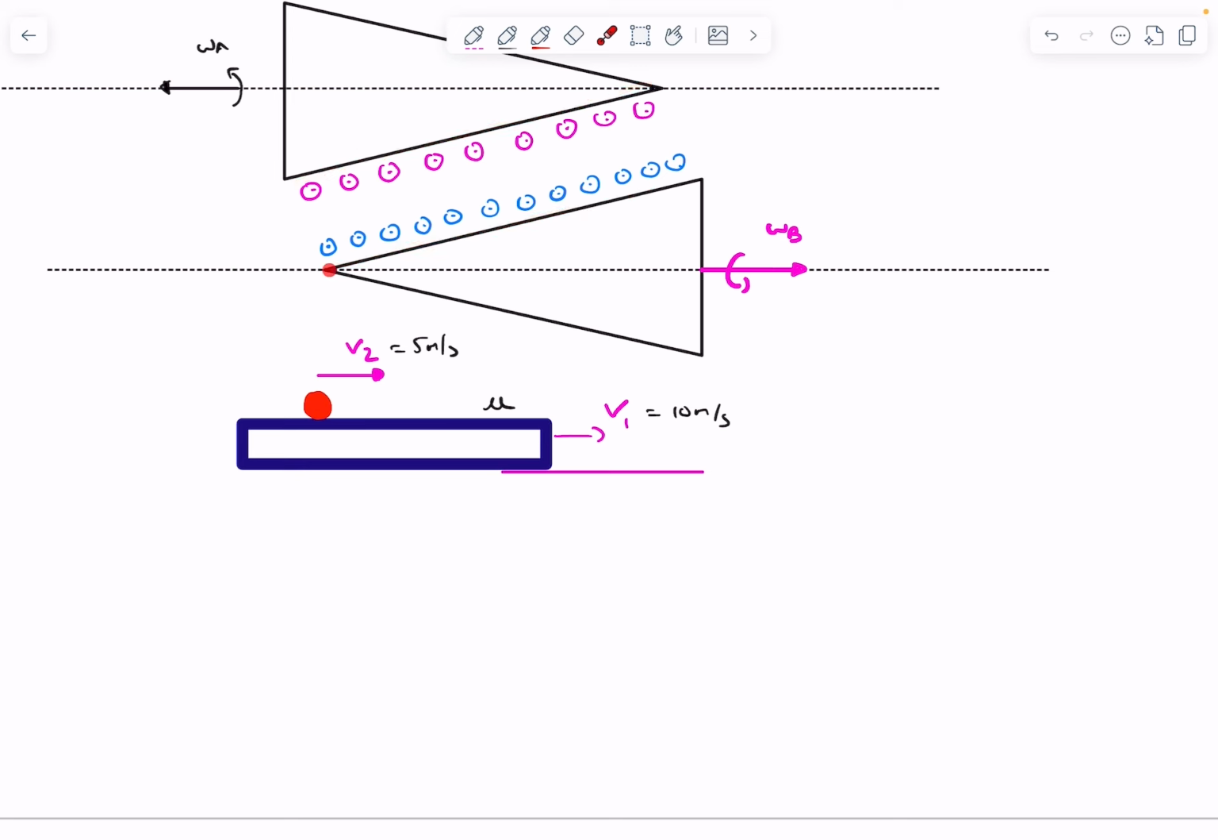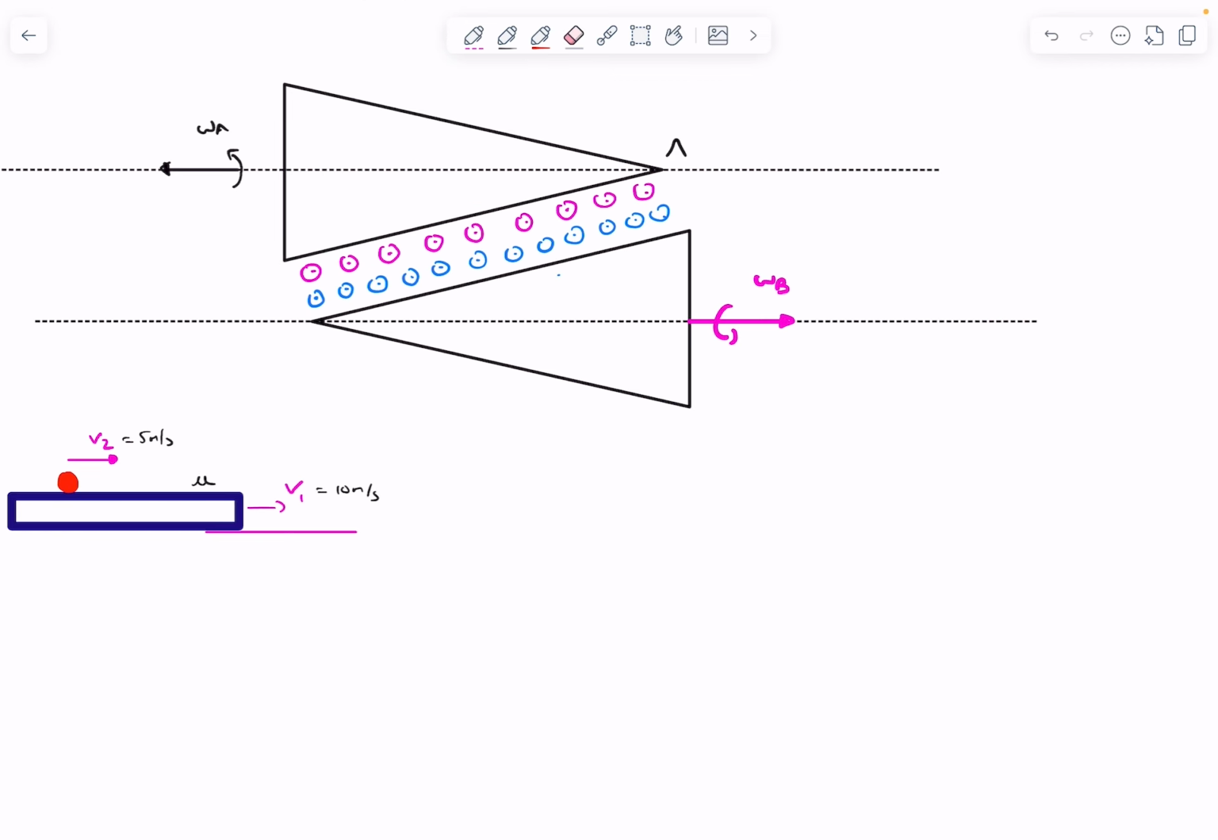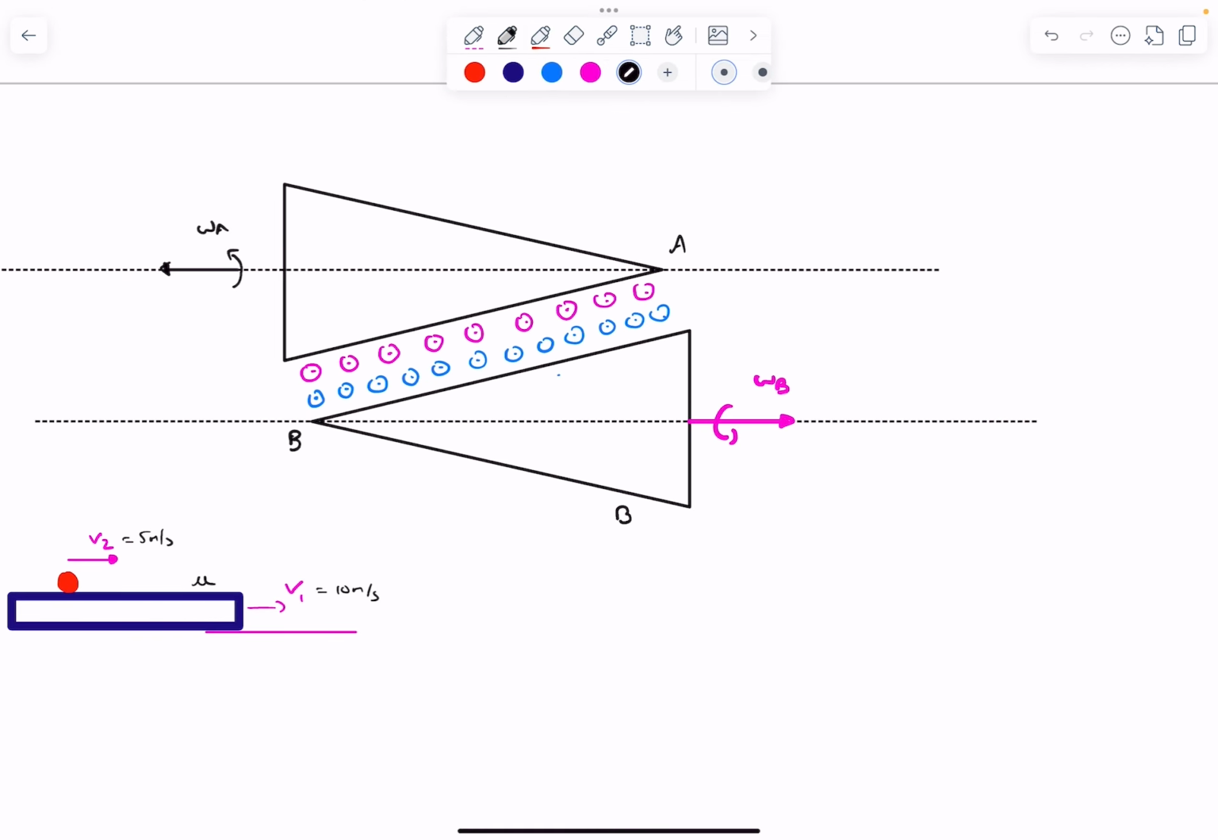Here one obvious thing is that at the axis of rotation the speed is 0, and as we move further and further away, the speed of the points increases. So this point has the highest magnitude of speed. And it's the same for the upper cone as well, right? Let's name this end as A and this end as B. Let's give the cones some names as well. So this is A and the bottom cone is B.